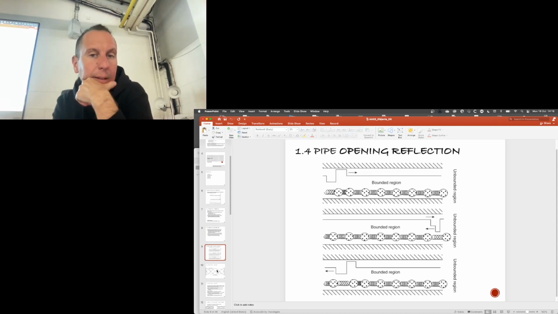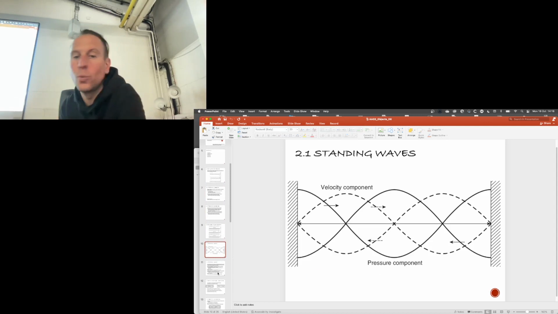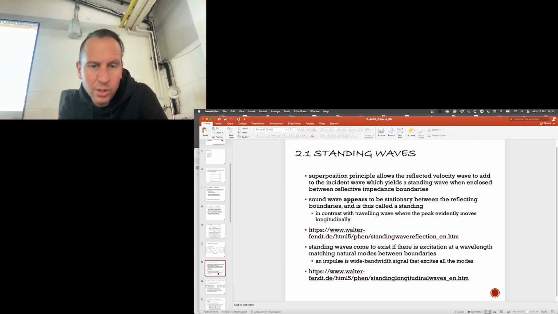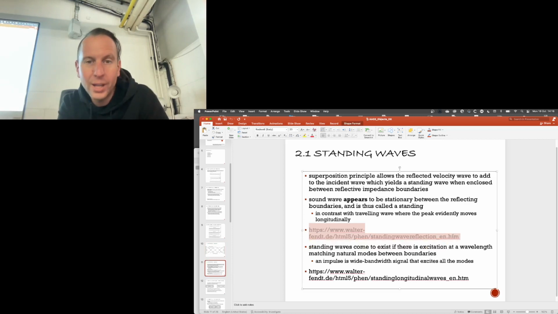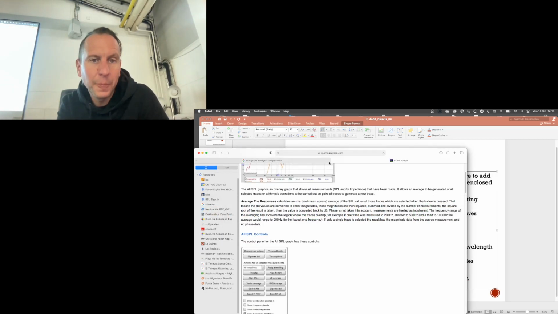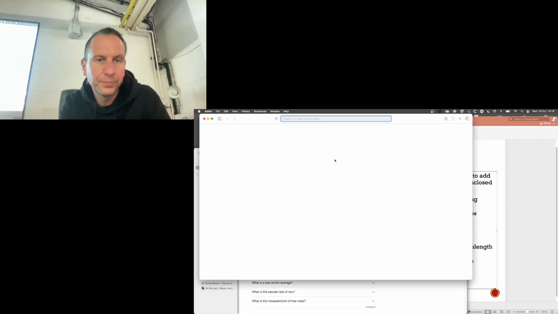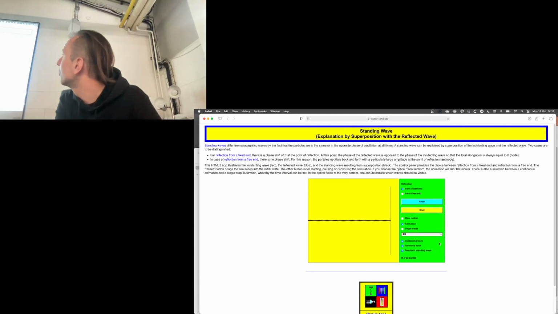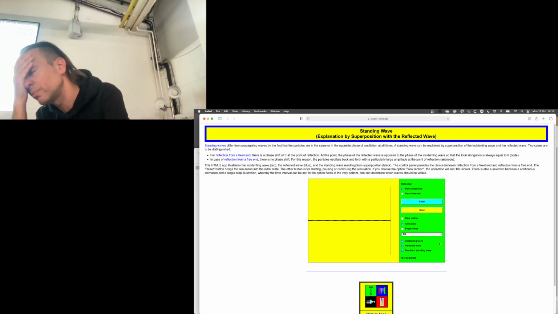Cool. Now let's see what are the interesting things here. If you have two boundaries, and this goes hand in hand with today's topic, which is rooms, what you get is standing waves. There is another lovely diagram that shows how the standing waves can be understood to be made up of reflections.